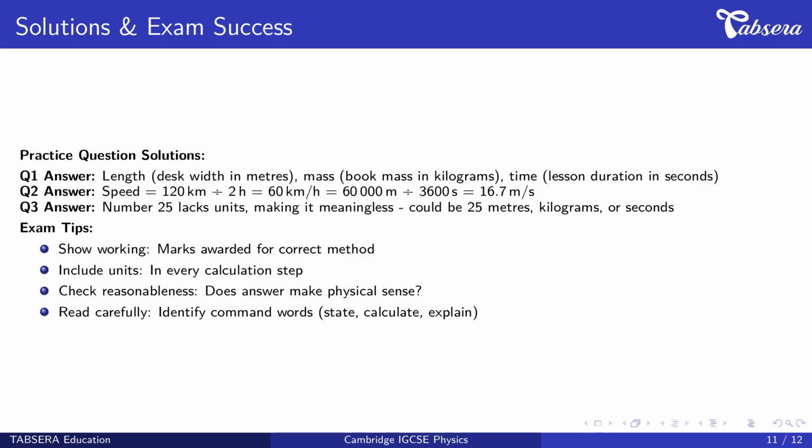Now, exam success tips. First, always show your working clearly. Even if the final answer is wrong, you earn marks for correct method. Second, include units in every step of calculation. Third, check if your answer is reasonable. If you calculate a human mass as 5,000 kilograms, something is wrong.